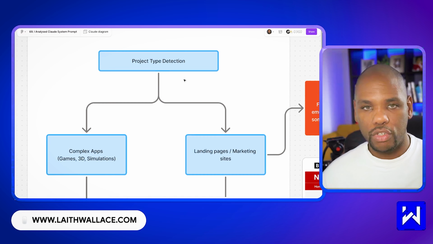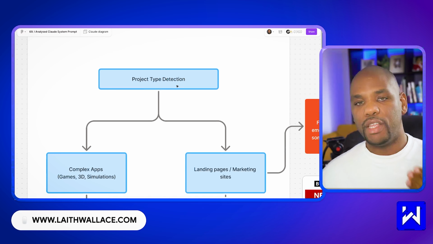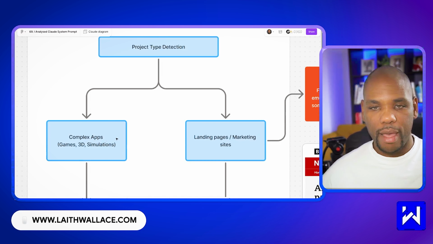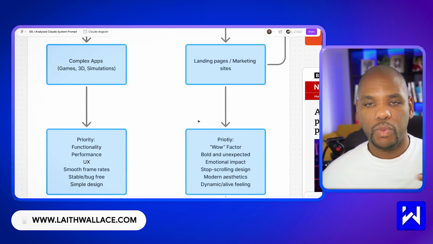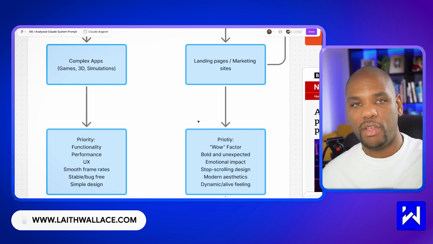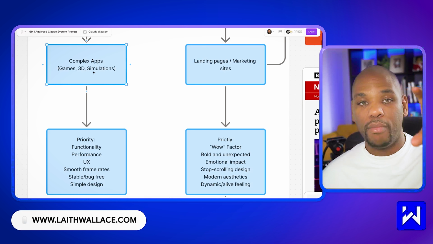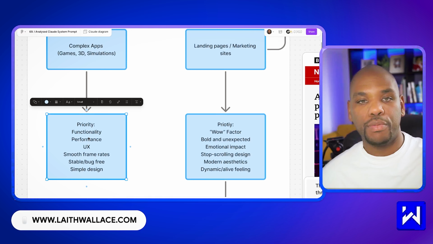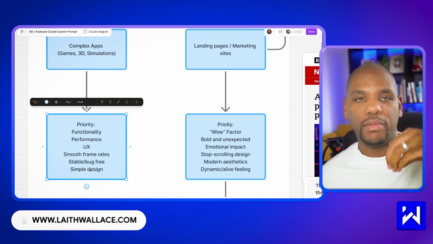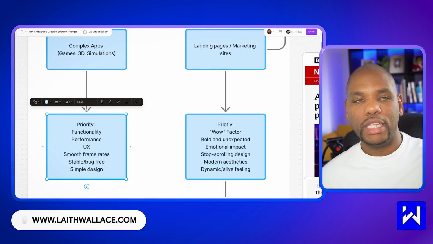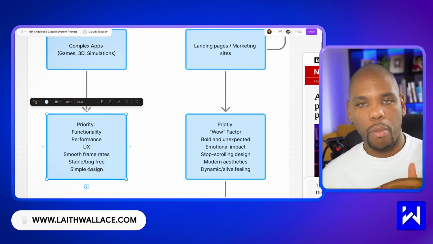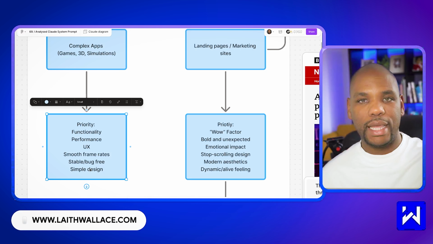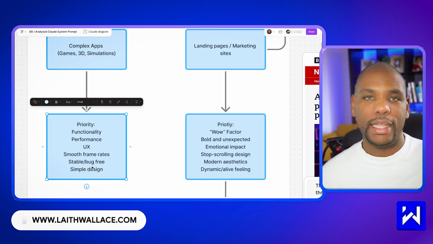So let me go back to this decision tree so you're super clear. So we know we've instructed it what we're going to make. So it's either an app or it's a website. Depending upon which way you're going, there are some priorities in the system code that it's going to basically prioritize. If you're making an application, it's going to prioritize functionality, performance, user experience, smooth frame rates, stable, bug-free, and simple designs. That's why if you've ever created some kind of application inside of Claude Chat, you can find that it will actually say to you that there's a bug or there's an error, or it will pop up a console so you can see the actual issues, because it's prioritized that in its system code.